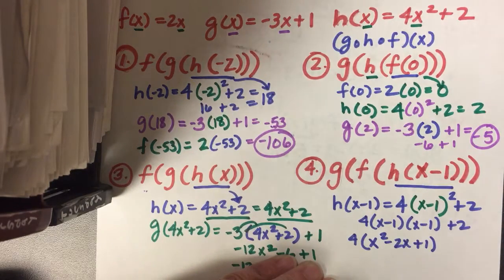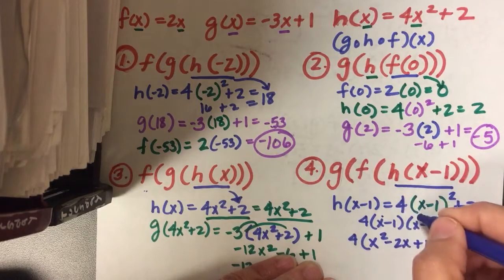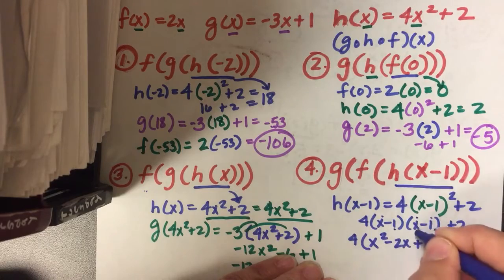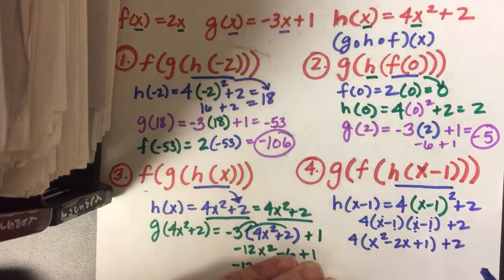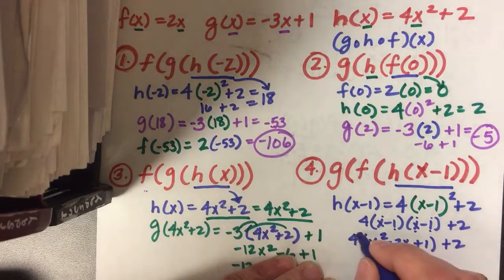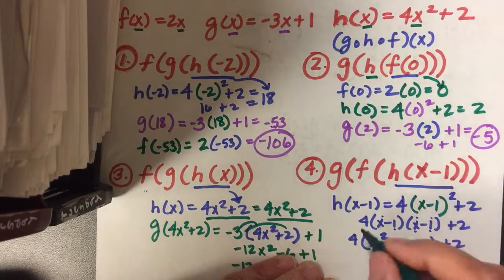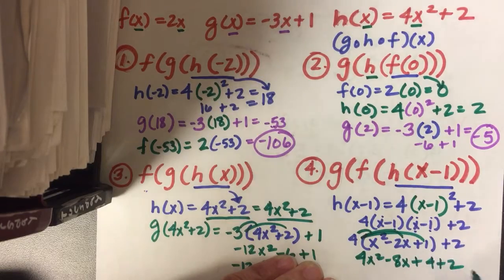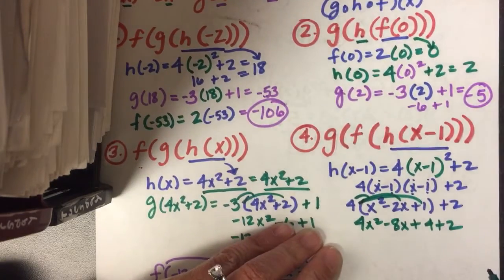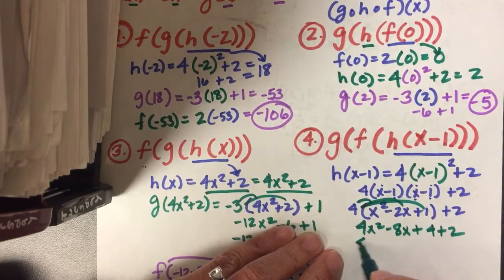If you were to distribute and do FOIL and you did this term times this one and this one, and this term times this one and this one, this is what you would end up with. So plus 2. Then I'm going to distribute. That's my next step. So 4 times x squared is 4x squared. 4 times negative 2x is negative 8x. And 4 times 1 is 4. Now I can combine like terms. So I'm going to end up with 4x squared minus 8x plus 6.